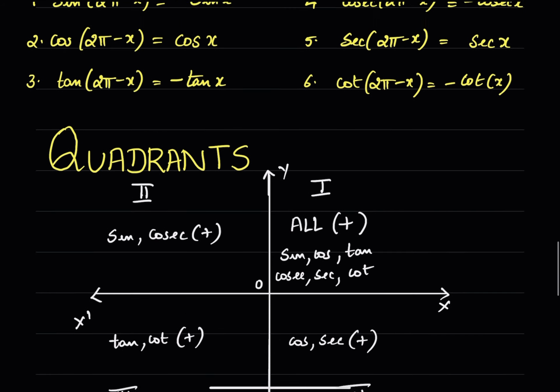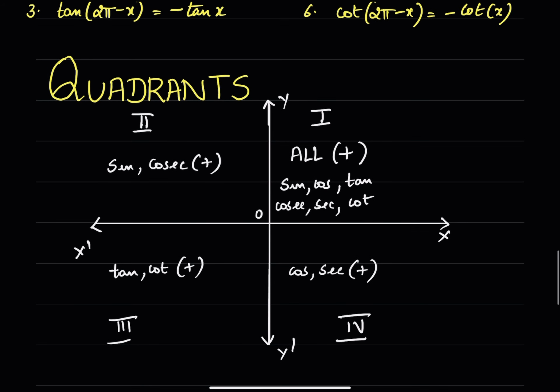Then we learned what happens to trigonometric functions in different quadrants. In the first quadrant, all the trigonometric functions are positive. Second one, sine and cosecant are positive. In the third quadrant, tangent and cotangent is positive. And in the fourth quadrant, cosine and secant is positive.